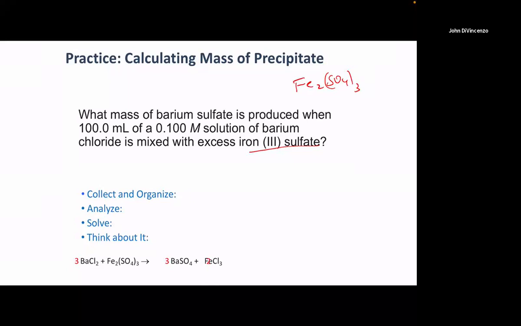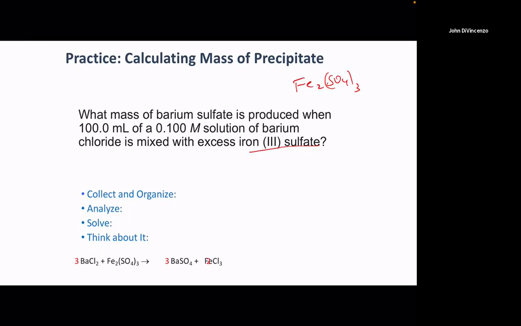By the way, an easy way to balance when you've got polyatomic ions on both sides: don't break them apart. Balance the sulfate and sulfate. If it's going to be the same, don't worry about balancing sulfur and oxygen. Just keep that as is, because it's present on both sides, so it's easier. Now, this is all very nice, but you'll realize that you don't even need to do this.